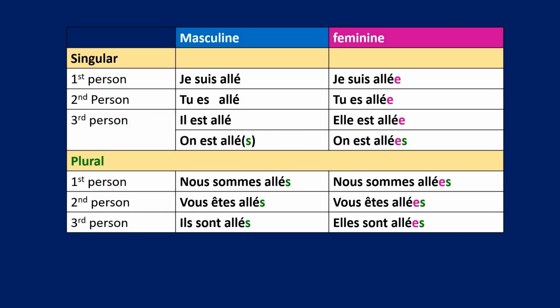To summarize, in the singular, for masculine verbs we add nothing. For feminine verbs we add an extra E. "On" is a bit different because it is considered as the third person, but it can sometimes mean "we," so we might have nothing in the masculine or an extra S, and same with the feminine, we've got ES if we mean "we went" and it's feminine subjects. In the plural, for the masculine we add an S, and in the feminine form we add ES.